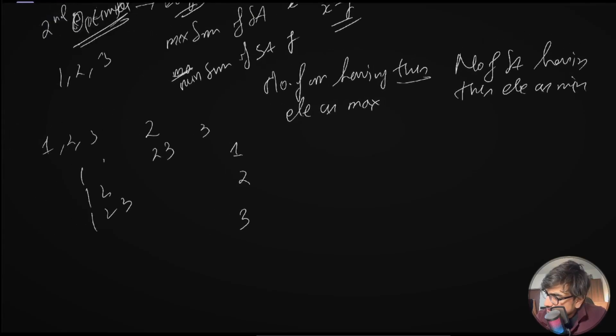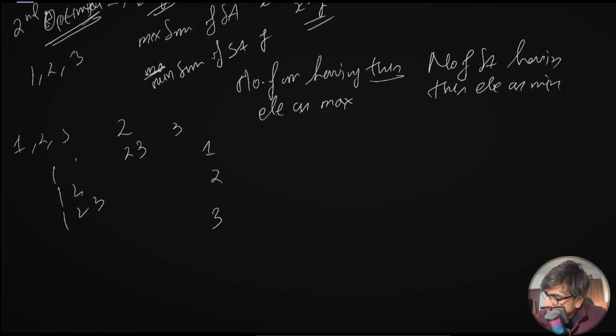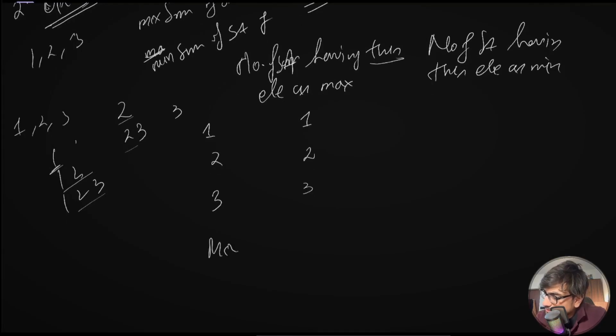I can clearly see the number of subarrays where 1 is maximum is just this one, 1, and that's it. So it would be 1. Similarly, the number of subarrays where 2 is maximum is 1 2 and 2, so it is 2. The number of subarrays having 3 as maximum is 1 2 3, 2 3 and 3, that is 3. So the maximum contribution I get is 1 into 1 plus 2 into 2 plus 3 into 3.